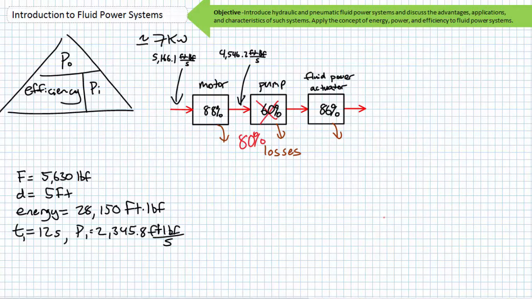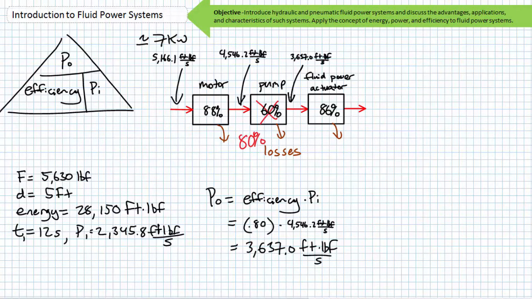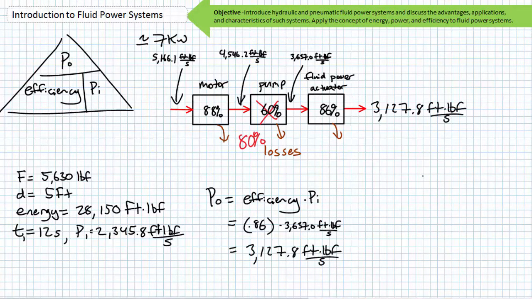Due to inefficiencies, only 4,546.2 foot-pounds force per second is converted to rotational mechanical power. An algebraic rearrangement of our efficiency relationship suggests that power output is equal to efficiency times input. Substituting in our given efficiency and input values, it shows that the repaired pump stage now outputs approximately 3,637 foot-pounds force per second of fluid power. The 86% efficient fluid power system and cylinder actuator in turn converts this to 3,127.8 foot-pounds force per second of linear mechanical power.